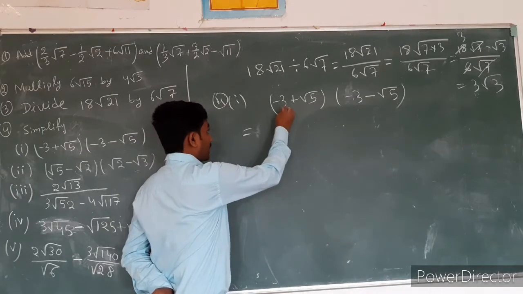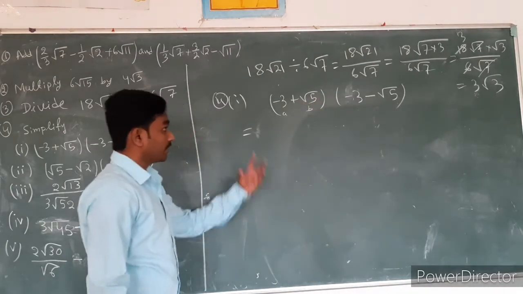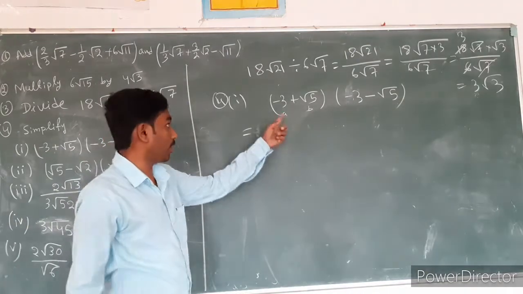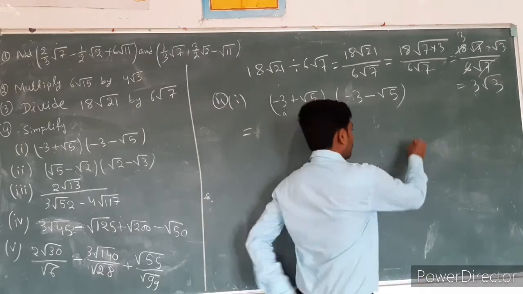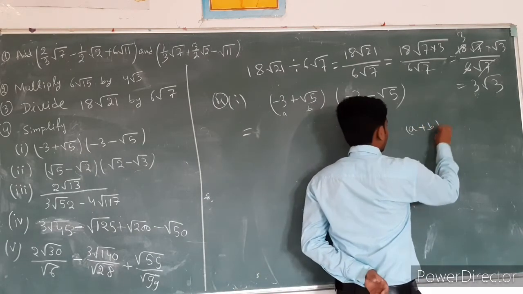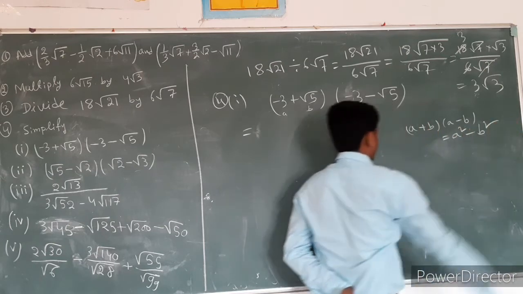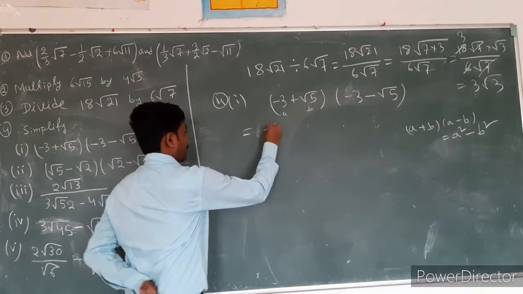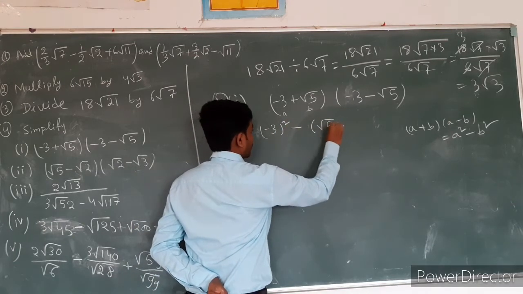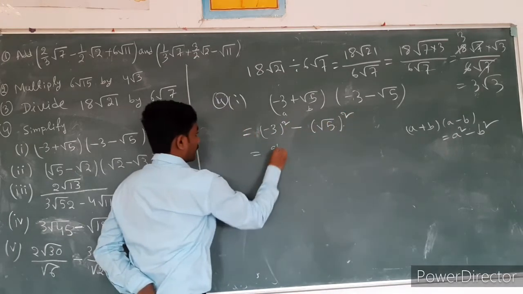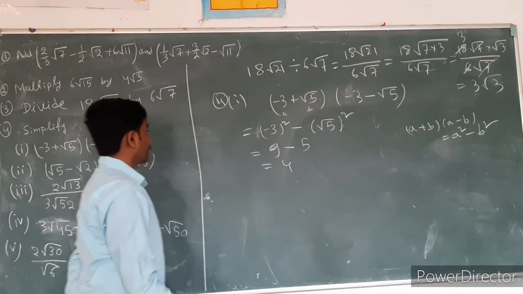If we consider minus 3 as A and root 5 as B, then the given expression is in the form of A plus B into A minus B. Also we know that A plus B into A minus B is equal to A square minus B square. So that is minus 3 square minus root 5 square. 9 minus 5 is equal to 4.